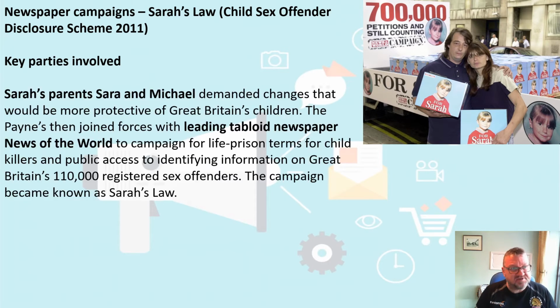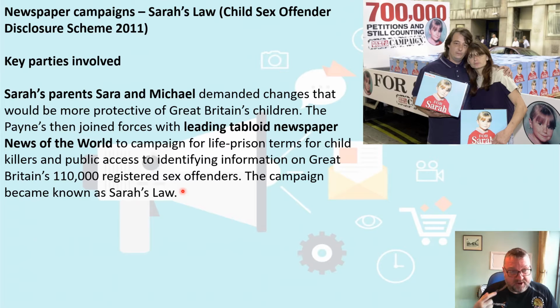So the key parties involved, well, obviously Sarah's parents, Sarah and Michael, were involved. They demanded changes that would be more protective of Great Britain's children. The Paynes then joined forces with a leading tabloid newspaper, the News of the World, to campaign for life prison terms for child killers and public access to identifying information on Great Britain's 110,000 registered sex offenders. And the campaign became known as Sarah's Law, although the law that was passed is effectively the Child Sex Offenders Disclosure Scheme.